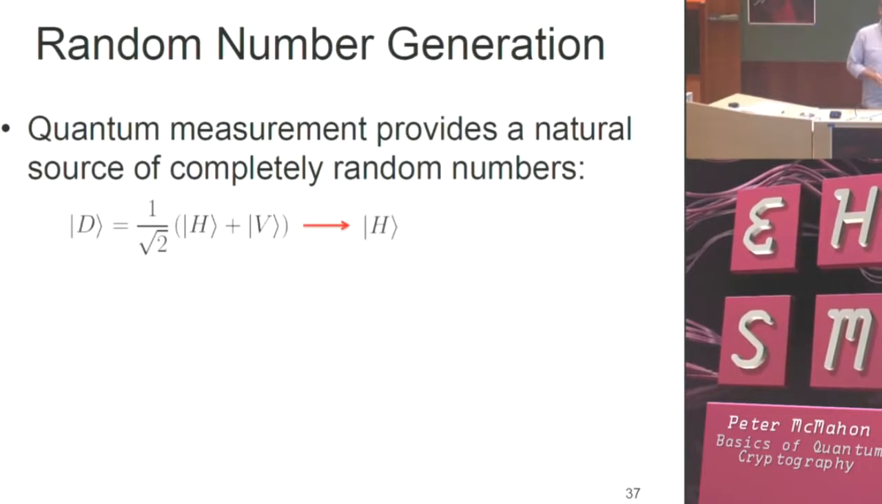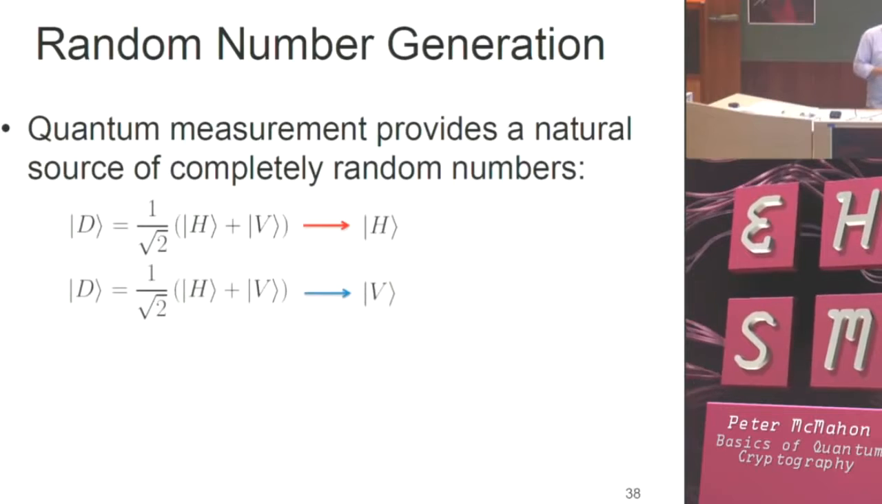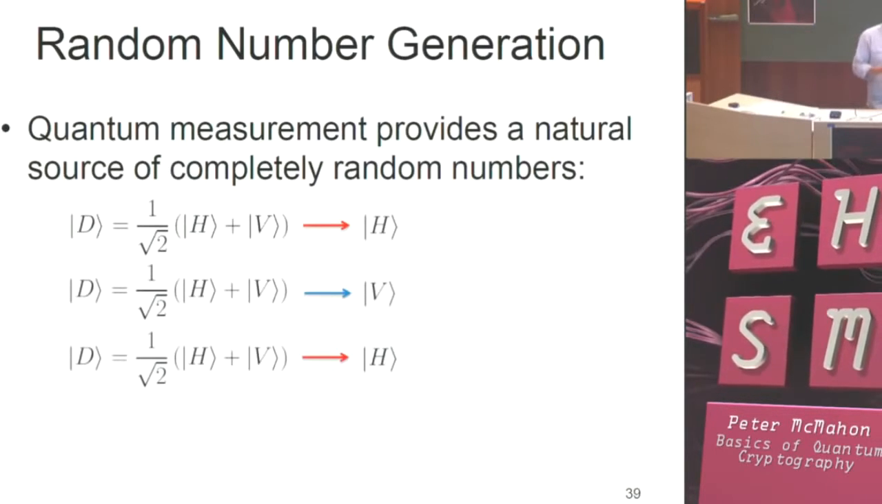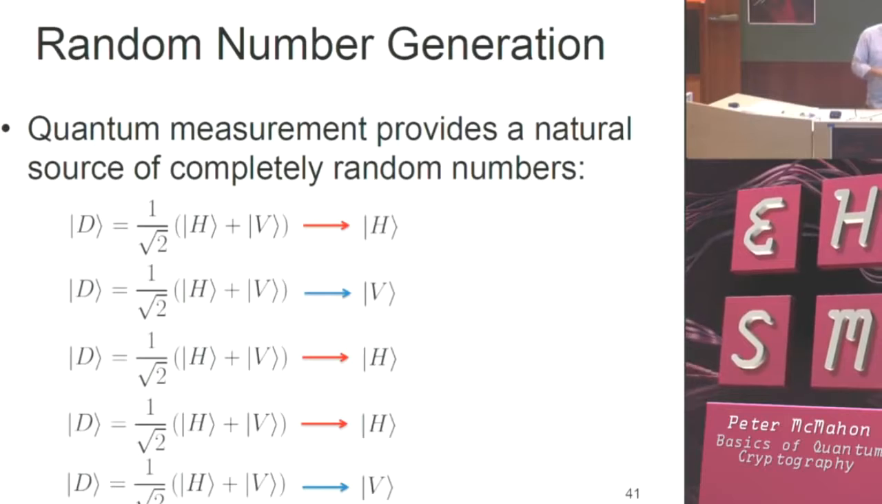Now you can do it again. You make another photon that's diagonally polarized, and you ask, is it horizontally or vertically polarized? Maybe this time it gives you the answer V. You do it again, this time it gives you the answer H. You do it again, this time H, and so on. In this way, you can use a source of single photons that are polarized as a random number generator. And that is quite connected to the BB84 scheme.